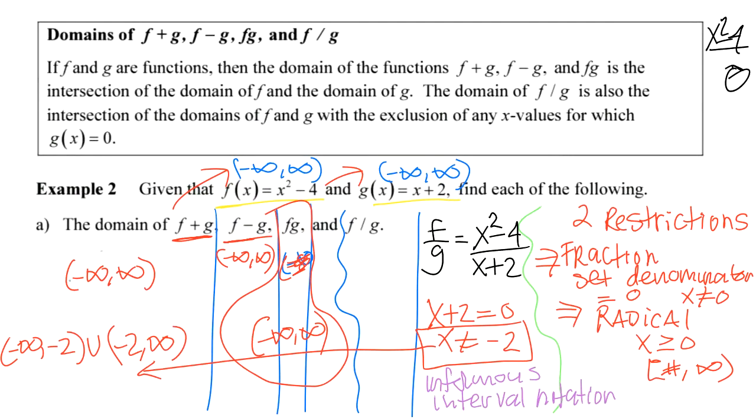Not undefined, but just a little complicated, a little unrest in my relationship. So this would be my notation for the domain of f over g. So just stop me if you have any questions about it. Give you a little time to let it marinate a little bit.